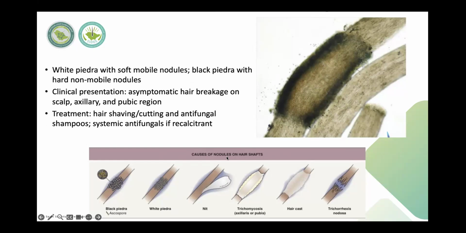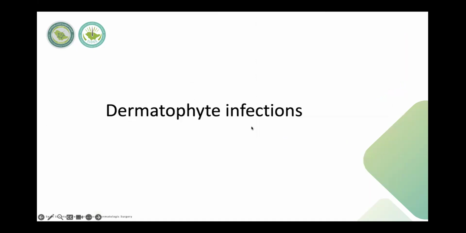This is a different type of hair shaft that you can see. These are the Piedra, black and white, but that's how they look. This is the net for the lice. This is a bacterial infection, trichomycosis, and this is the typical normal hair cast, which is normal and easily removable. That's a very good clue.